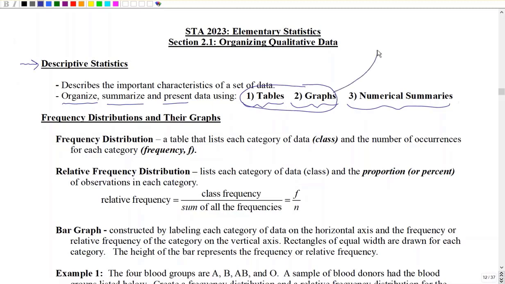And we're also going to begin in section 2.1 with just looking at qualitative data. Because remember, I said the types of pictures you draw and the types of numbers you crunch depend on whether the data is qualitative or quantitative. So in section 2.1, we're looking at how to organize and present qualitative data.